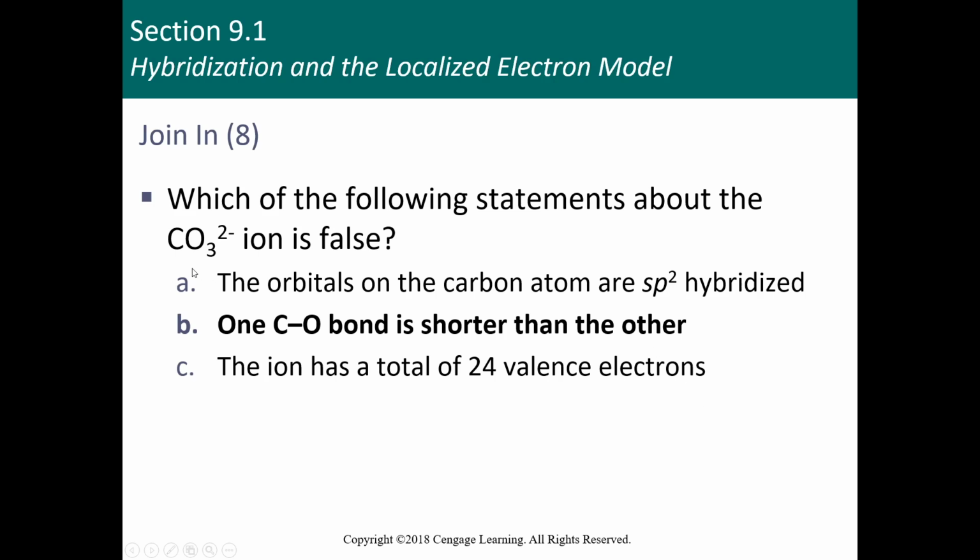The ion has a total of 24 valence electrons. Well, you can just count up those valence electrons using the periodic table. So we have carbon here, that's 4. We have 3 oxygens, that's 18. We have a 2 negative charge, that's another 2 electrons. That is a total of 24 valence electrons. Awesome. That means that B would have to be the wrong one, since we can verify the other 2. Of course, A could have been verified using a Lewis structure as well.